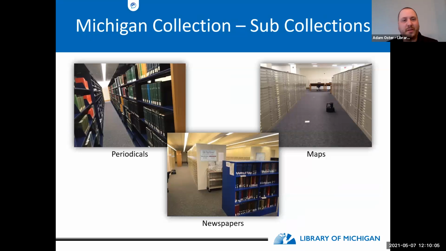Here are some images of what the interior of those areas looks like. We've got our periodicals right here up on the top left, and then we have the newspaper collection right here. It's primarily all on microfilm, and we've got tens of thousands of rolls of microfilm, because we try to collect the newspapers for all 83 counties of Michigan, and other things we have on microfilm as well. We have our map section right here.